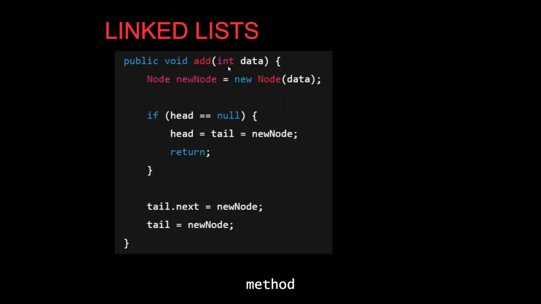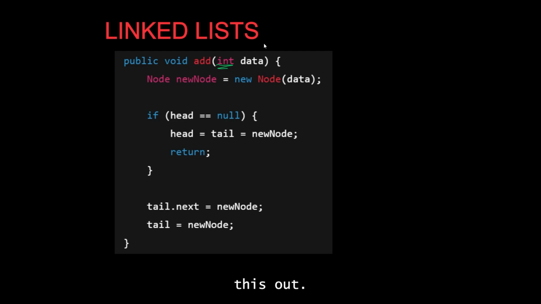Here's a simple add method that you can use if you want to add something to your linked list. So for a parameter right here, we're going to have int data, but this is going to be whatever type you want to add, of course. And then we're going to create a new node with that data because we're going to have to add a node. Then we check if the head is null.